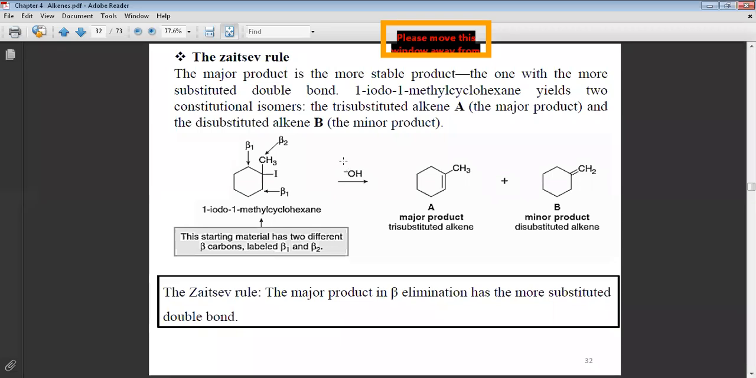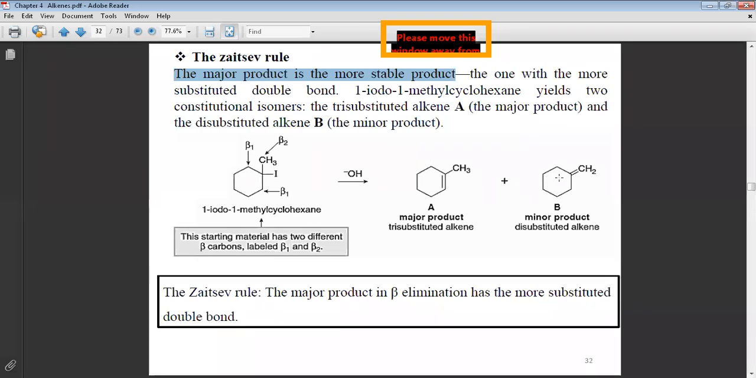If the base removes this proton on this beta carbon, it gives you this product. If the base removes this proton here, it gives you this product. Which is the best? Which is the major one, and which is the minor one? Now we have a rule here, the Zaitsev rule. The major product is the more stable product. Which is more stable, this or this?